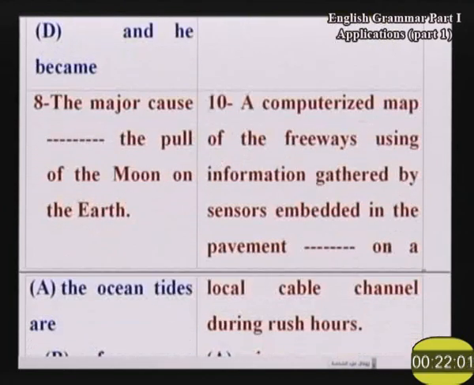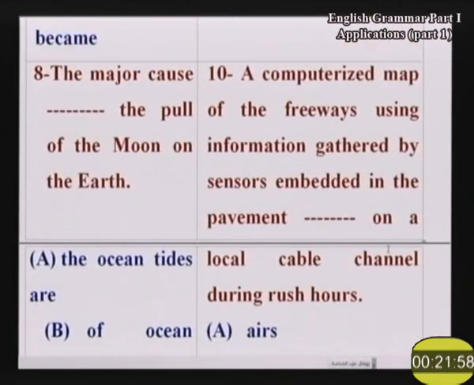Alright. طيب نشوف نمرة 10. A computerized map of the freeways using information gathered by sensors embedded in the pavement. كل الكلام ده عمال بيوصف الاسم الأساسي في الجملة اللي جه في الأول. A computerized map. ايه أهم كلمة؟ كلمة map. Of the freeways prepositional phrase. Using information preposition. يعني برضو which was using reduced adjectives. Gathered by sensors, another reduced adjective. Embedded in the pavement, another reduced adjective.